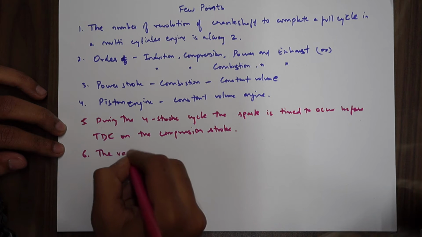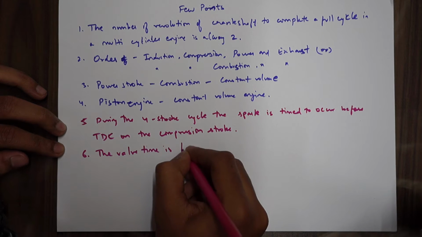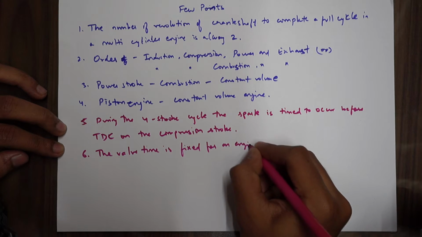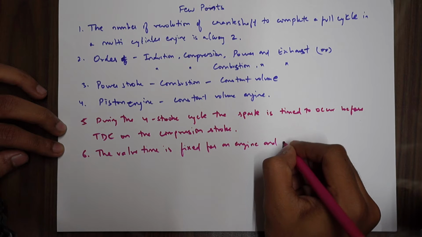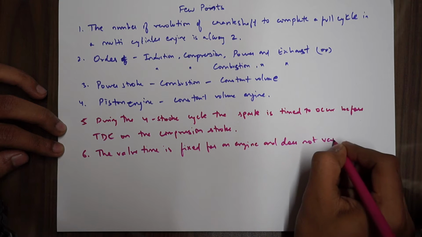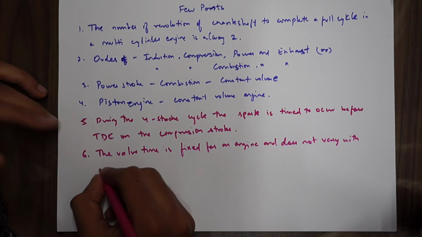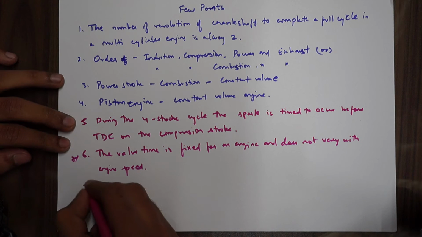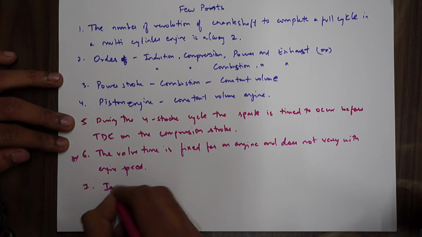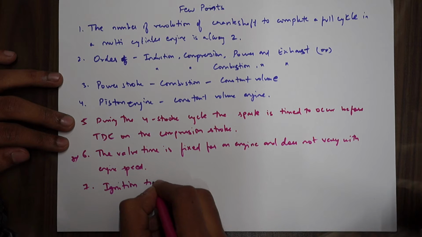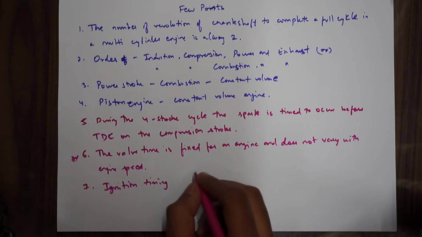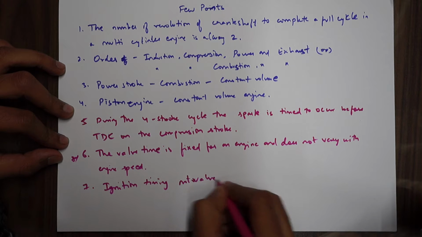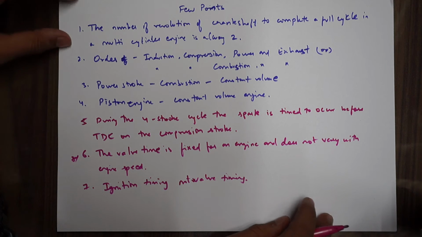The valve timing is fixed for an engine and does not vary with engine speed. Okay, this is very important, guys. Seventh is also very important. What varies is the ignition timing. Ignition timing varies, not the valve timing.